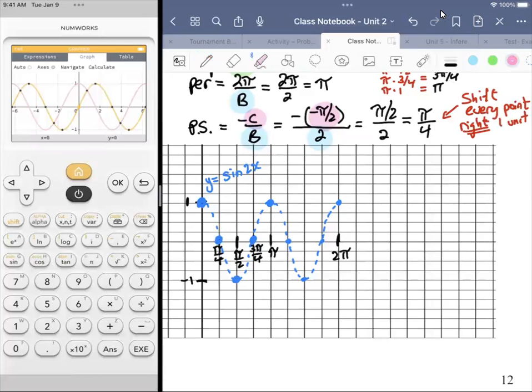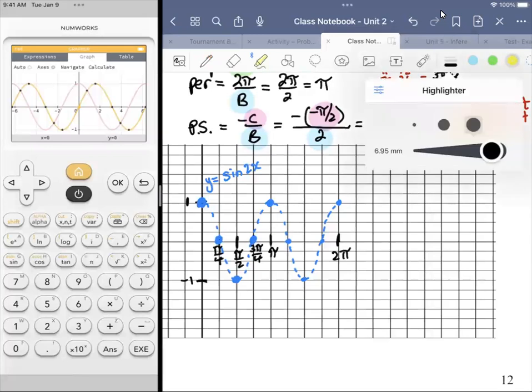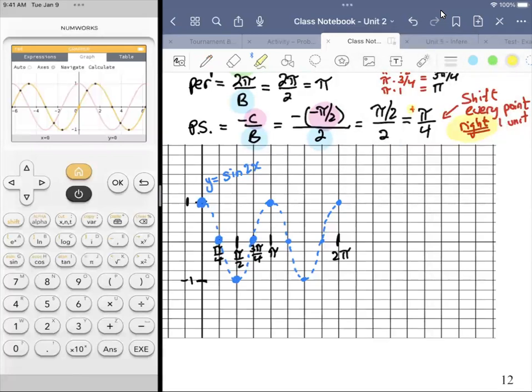All right. So it's to the right because this is a positive number. It's 1 unit because that's what the scale tells us. The 1 unit comes from the fact that pi over 4 is 1 unit away from 0. So pi over 4 is valued at 1 unit. So I'm going to take every single one of these points and shift them to the right 1 unit.